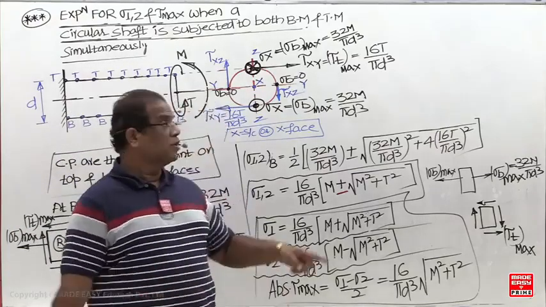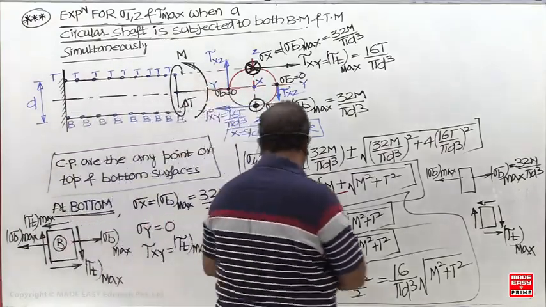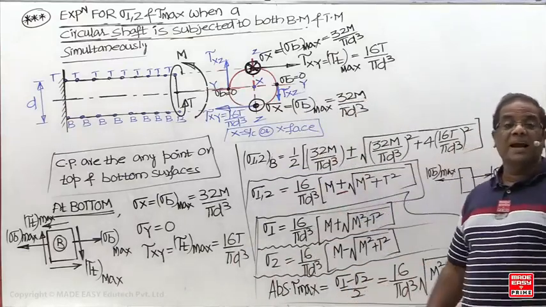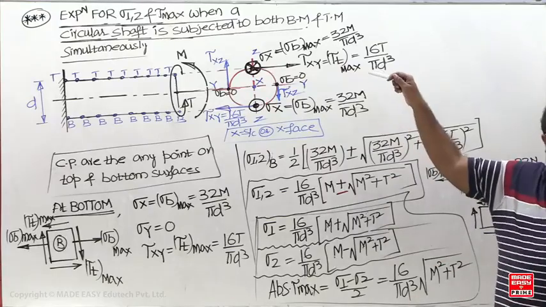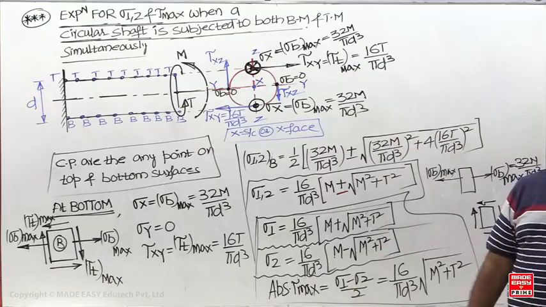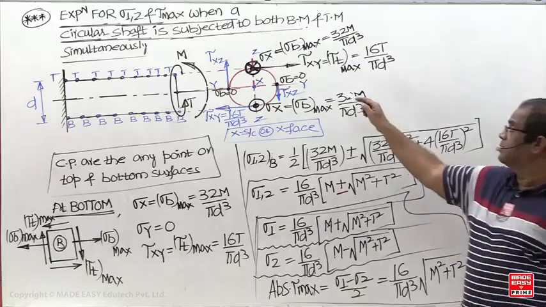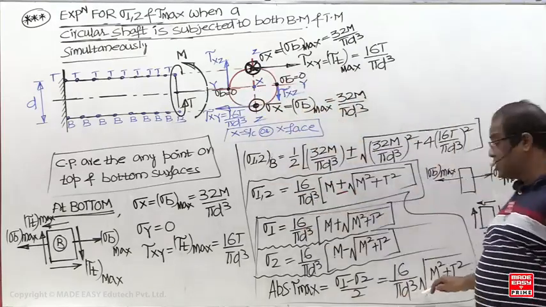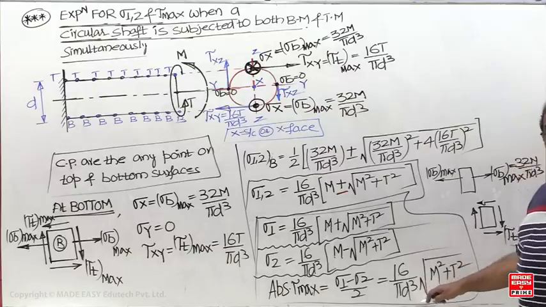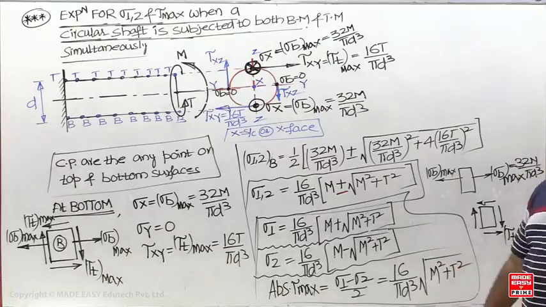But if you ask the final question now, you should be careful. These are all in the bar. But the maximum shear stress in the shaft means this is the answer. But what is the maximum shear stress on the cross section? 16 T by pi d cube. What is the maximum shear stress in the cross section? 16 T by pi d cube. But the maximum shear stress in the bar is 16 by pi d cube times square root of M square plus T square.